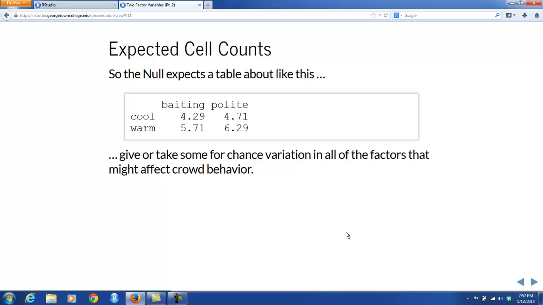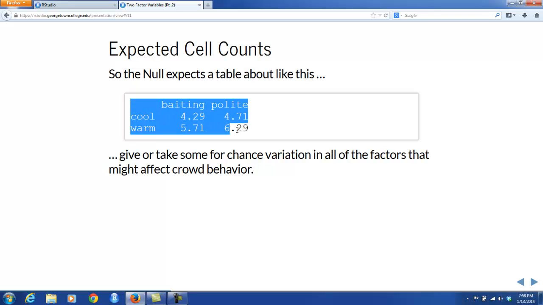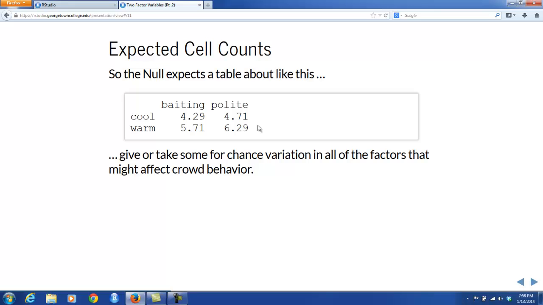So what we've got here is a table of expected cell counts. The null expects to see a two-way table that would be about like the one displayed here, with the expected counts put into it. Give or take some, I must stress, for chance variation in all of the factors besides weather that might affect crowd behavior.